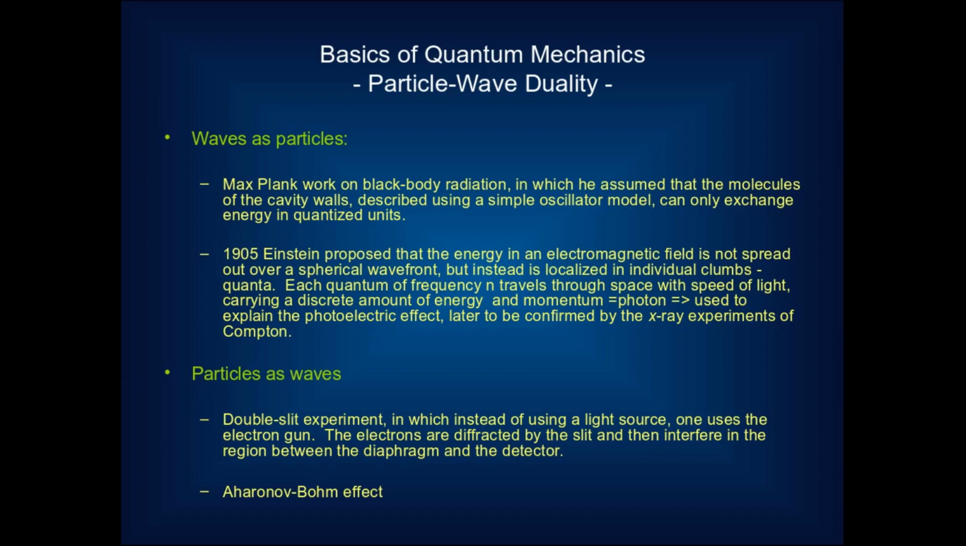If we talk about particles behaving as waves, consider the double slit experiment, in which instead of a light source we use an electron gun. The electrons are diffracted by the slit and then interfere in the region between the diaphragm and the detector.